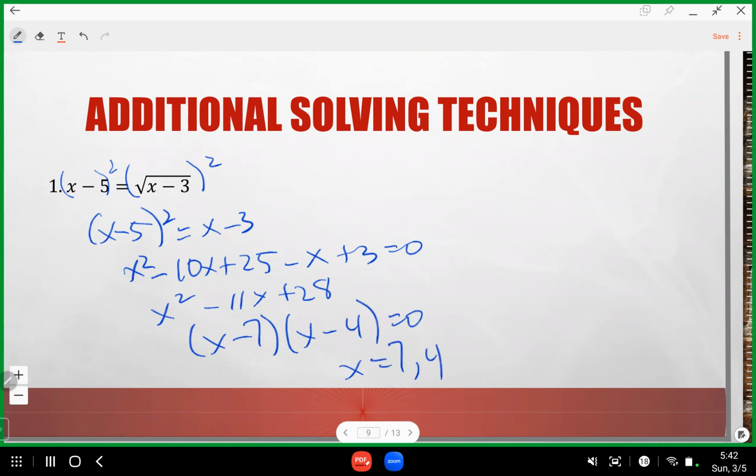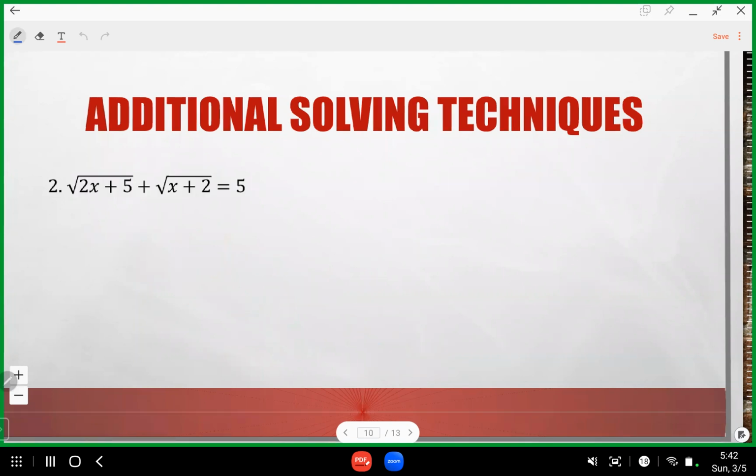But if you actually check this answer, when you check x is equal to 4, you're going to get negative 1 is equal to 1, which is not correct. So this is a bad answer, and you only get x equal to 7. So the key point here is to check. And for this next one, we're still going to check. Let's see what we need to do.